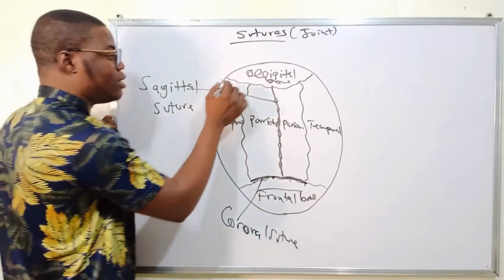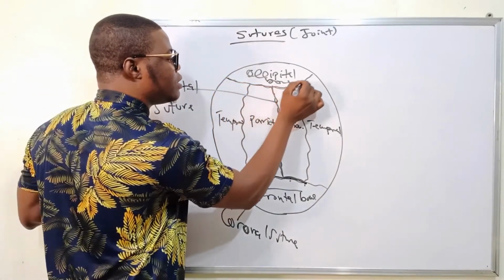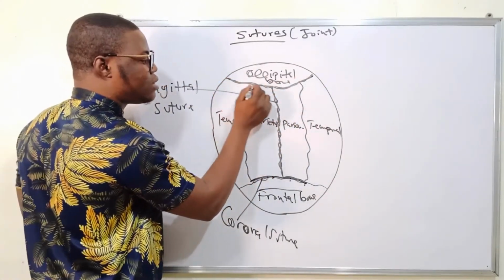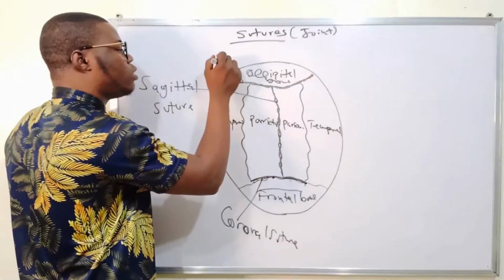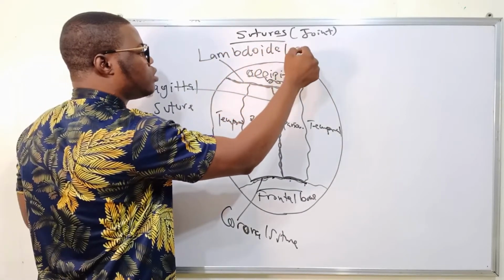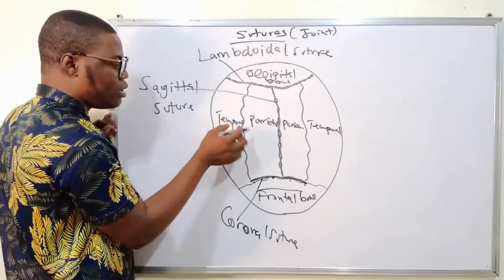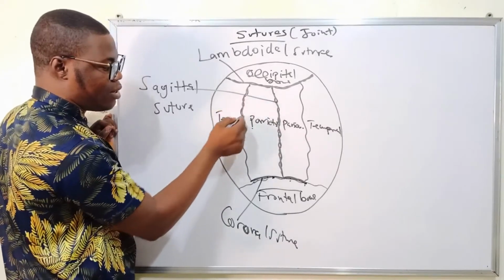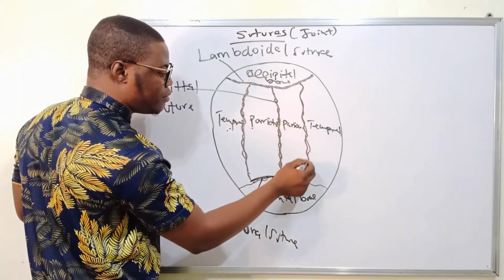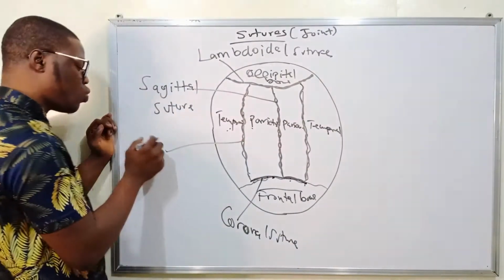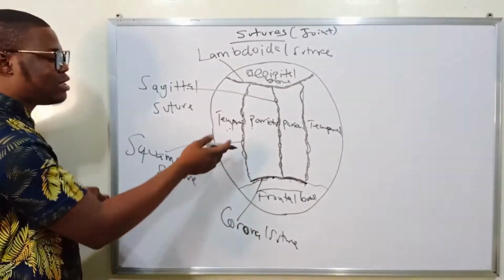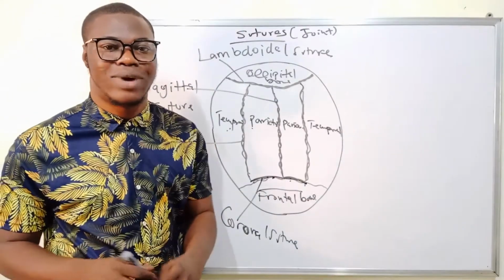And finally, thirdly, these two parietals are connected with the occipital bone at this suture. So this suture is called the lambdoidal suture. And finally, this parietal is connected with the temporal right here and right here as well. So these two sutures are called the squamous suture. Now, that is just a pictorial illustration.